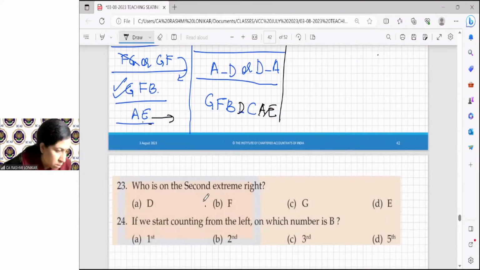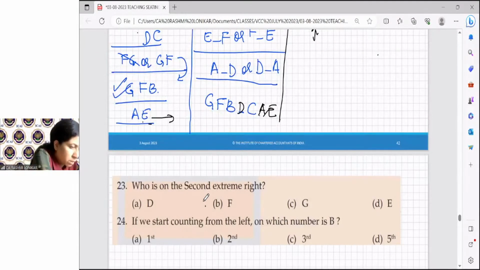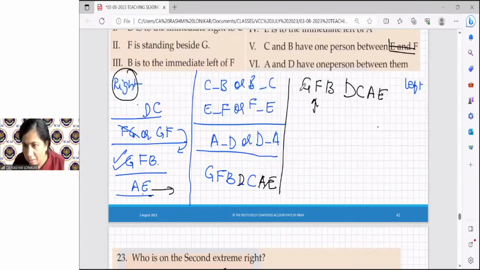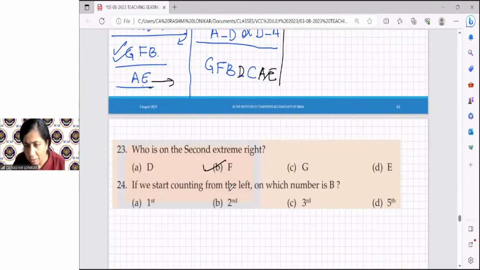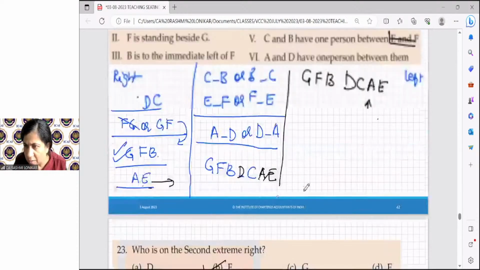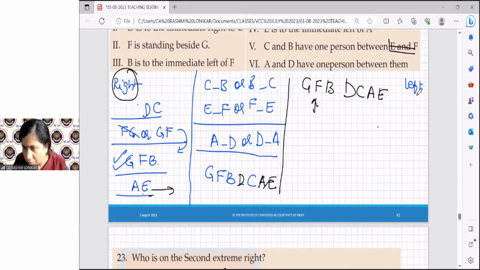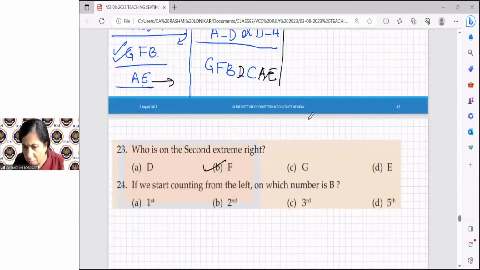23B. What is the answer? 23B is the answer. So this F is the correct answer because from the right, this is my right. Second will be F. 24th, if I start counting from the left, on which number is B? From this left, when I start counting, this is 1, 2, 3, 4, 5. D will be the answer.